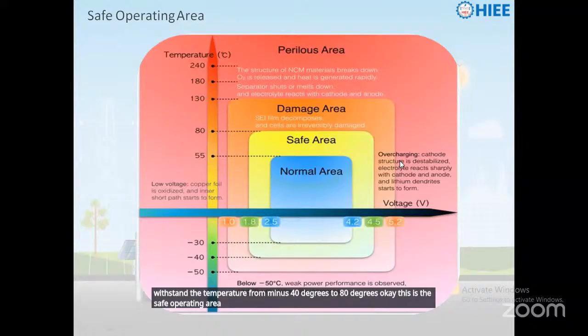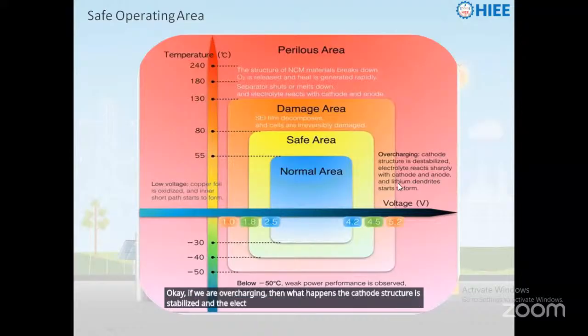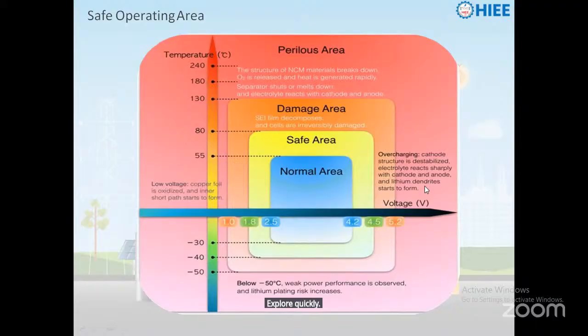If we are overcharging, what happens? The cathode structure is destabilized and the electrolytes react sharply with the cathode and the anode. Then the lithium starts to vaporize quickly, and it starts to explode quickly. This is what happens if we are overcharging.